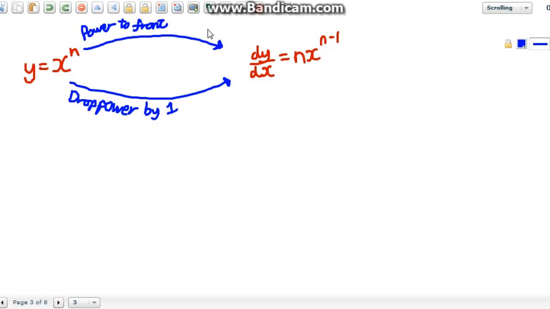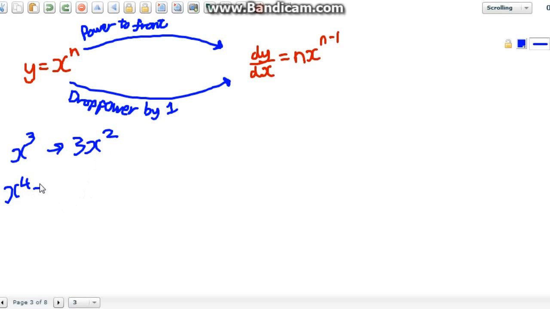This is a nice diagram that I've been shown that I think explains it quite well. Whatever x you have to the power of whatever, you move that power and times it to the front, and then you drop the power by 1. So let's do some examples. x cubed would go to 3x squared.